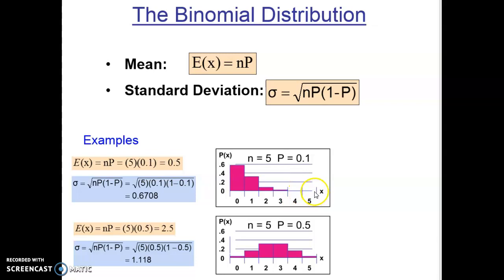5. But as you move from that 0.1 probability to 0.5, you move to a symmetrical distribution where the probability of getting 0 successes or 5 successes are the same. The probability of getting 1 success or 4 successes is the same. The probability of getting 2 successes or 3 successes is the same. So it kind of balances out on the high end and the low end.